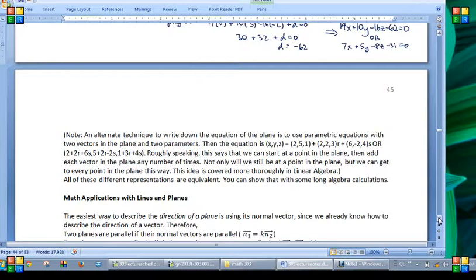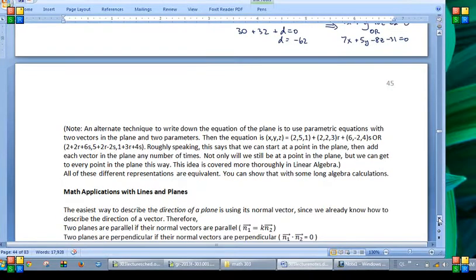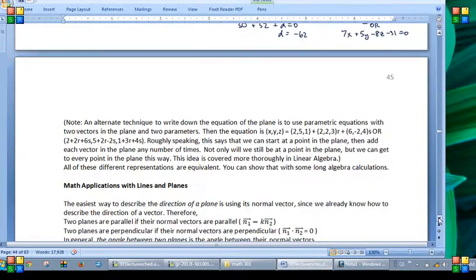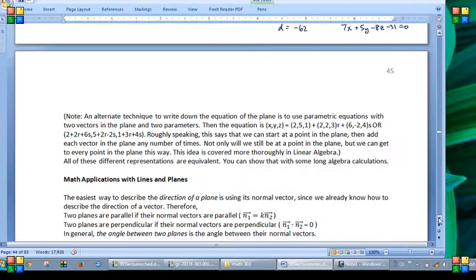Okay. Two planes are perpendicular if their normal vectors are perpendicular, or in other words, the dot product is 0. Okay. More generally speaking, so that's parallel and perpendicular. Those are only two possible orientations, that's just an angle of 0 and an angle of pi over 2. We know how to describe any angle. The angle between two planes is the angle between the normal vectors. And we know how to find the angle between two vectors.